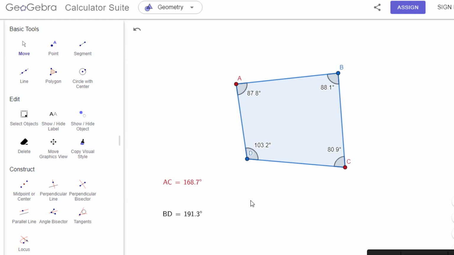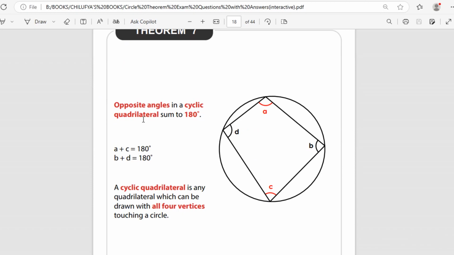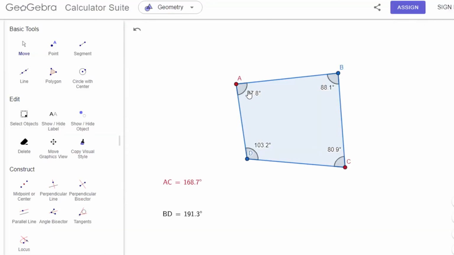In the theorem, it stated that the opposite angles in a cyclic quadrilateral sum to 180. Now, as you can see, if we add this angle, which I've represented by A, and this angle C, represented by C, if I add these two angles, look at what it's giving me, 168.7. And if I add this angle B and angle D, as you can see here, it's giving me 191.3. But why is this happening?